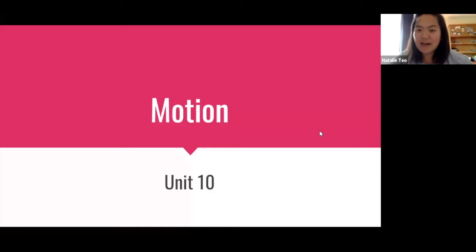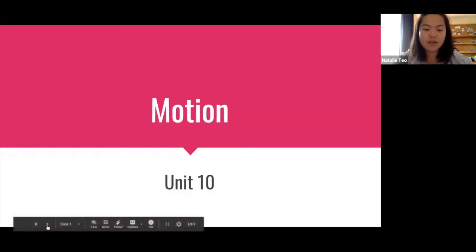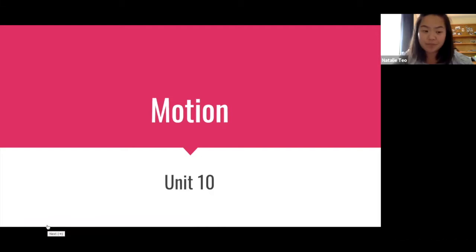Hello! Today is our science review for motion. Motion is moving. Yes, unit 10. Okay, so let's go to the next slide and see what are some of the things we've learned in motion.